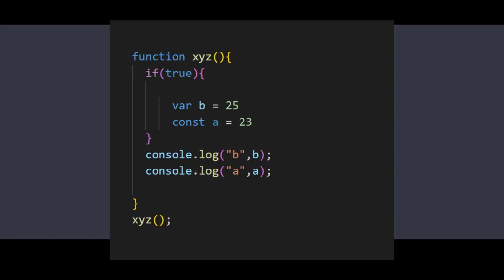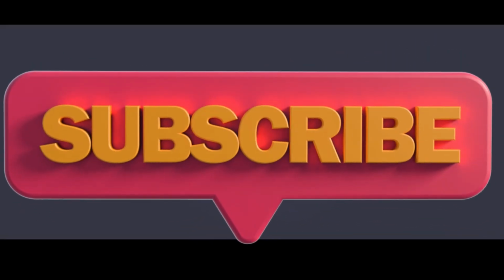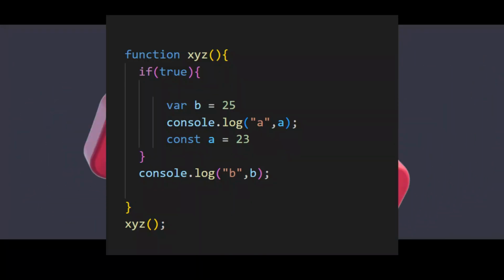A is not defined, ReferenceError. Yeah, okay. So you checked in the console, right? Yes. Okay. And if I move the console.log of a above the const a equal to 23, then what will be the output? So we'll get a ReferenceError because it won't be able to access this. Alright, okay.